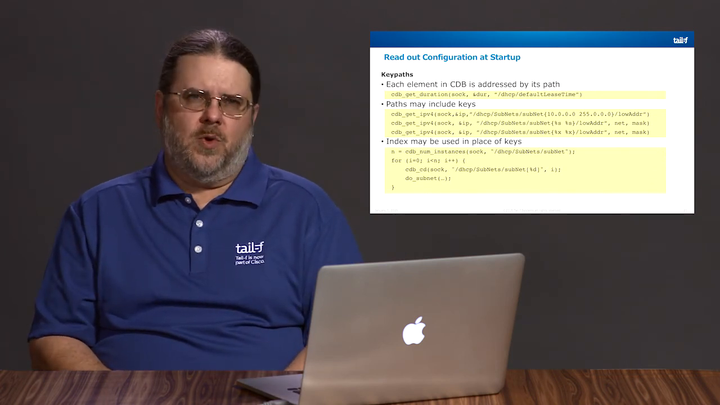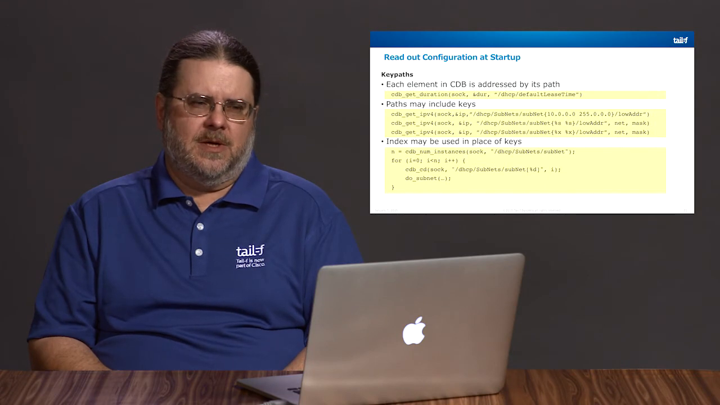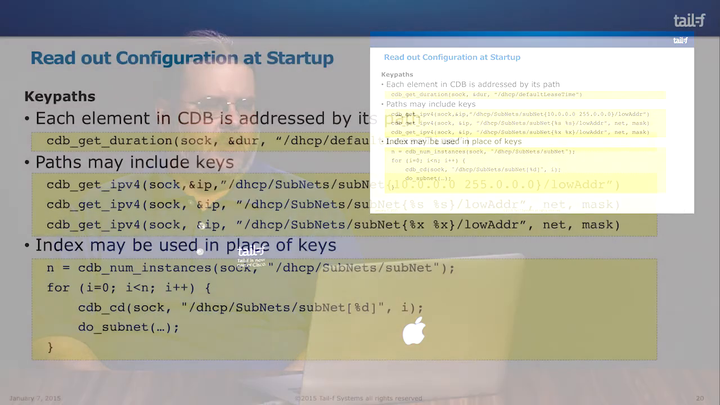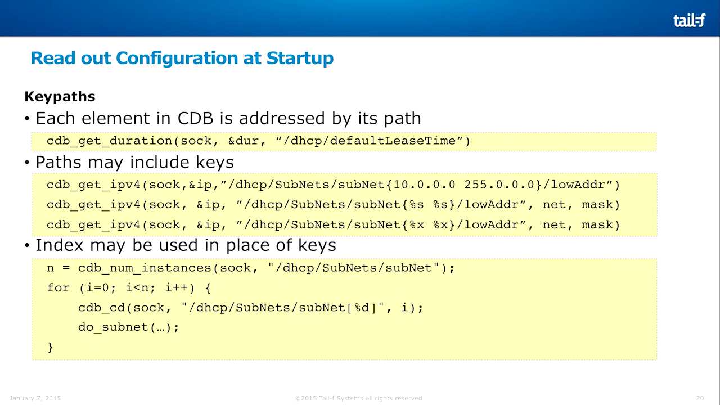Now, when you want to read out configuration from CDB in the APIs, you will use key paths. A key path uniquely identifies an item in the data model. It is a path to that item. So, for example here, say we had a data model that was container DHCP, leaf default lease time. The path to default lease time is as you see it here. If you've worked with file systems, directories, files, paths in a Yang model are very similar to a file system because a file system's hierarchical, as is Yang.